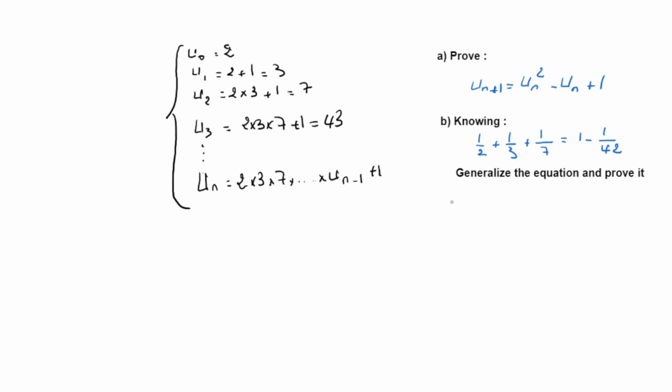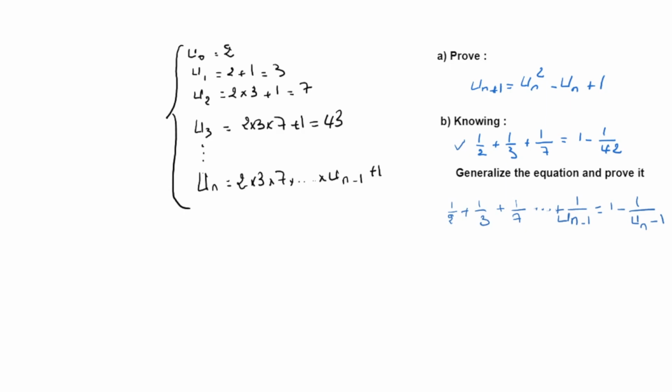So we can say that 1 divided by 2 plus 1 divided by 3 plus 1 divided by 7 plus, etc. plus 1 divided by U(n minus 1) is equal to 1 minus 1 divided by UN minus 1, sorry. 42 is 43 minus 1, so this one should be UN minus 1. So this is the generalization of this equation. We should prove it later on.